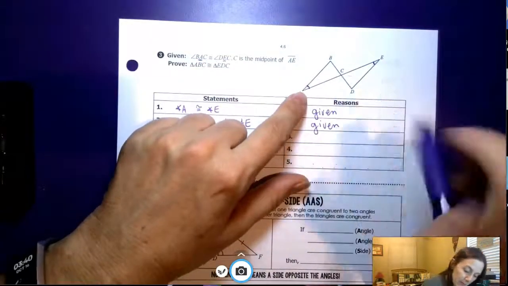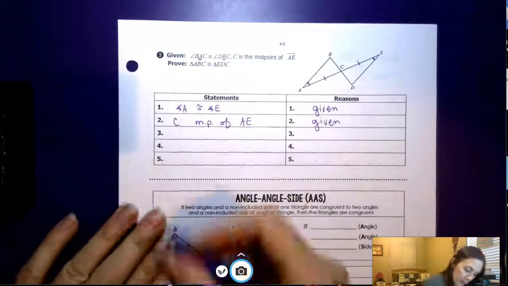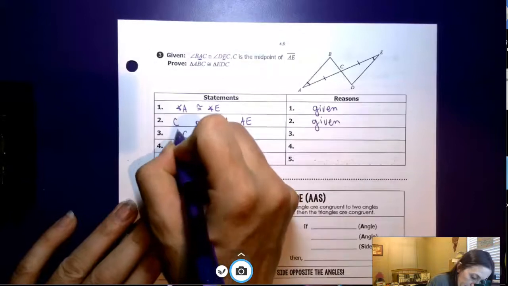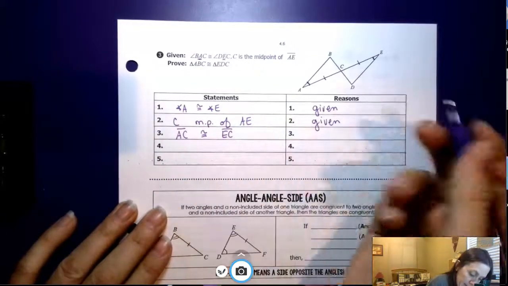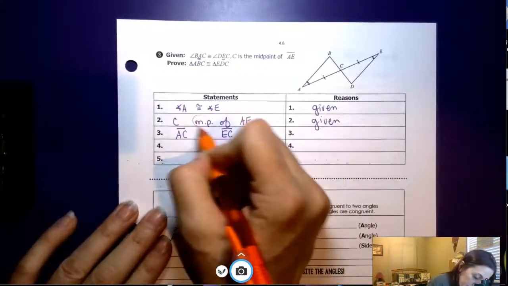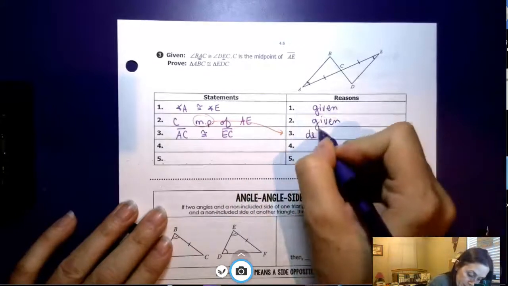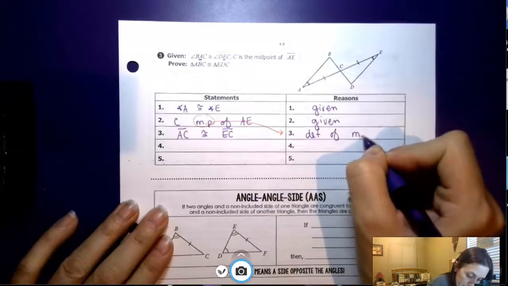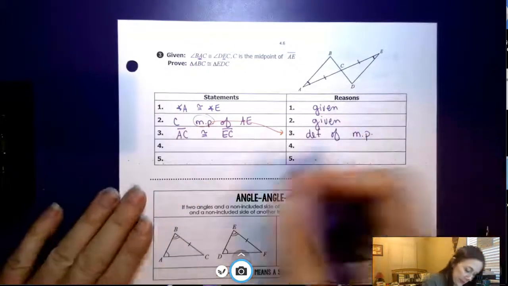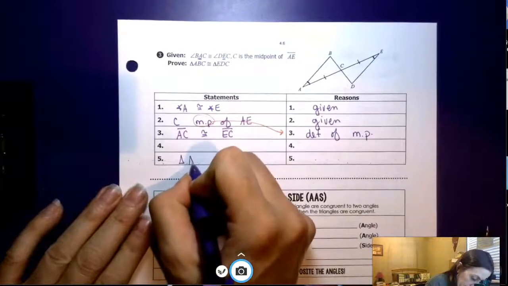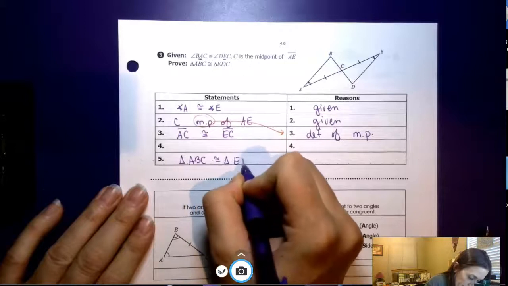Well, if that's the middle, this right here and this right here have to be equal. So I'm going to go ahead and write that. I'm going to say line segment AC is congruent to line segment EC because that's my definition of a midpoint. Now I want to prove the triangles congruent. So I know my last statement is going to be triangle ABC is congruent to triangle EDC.